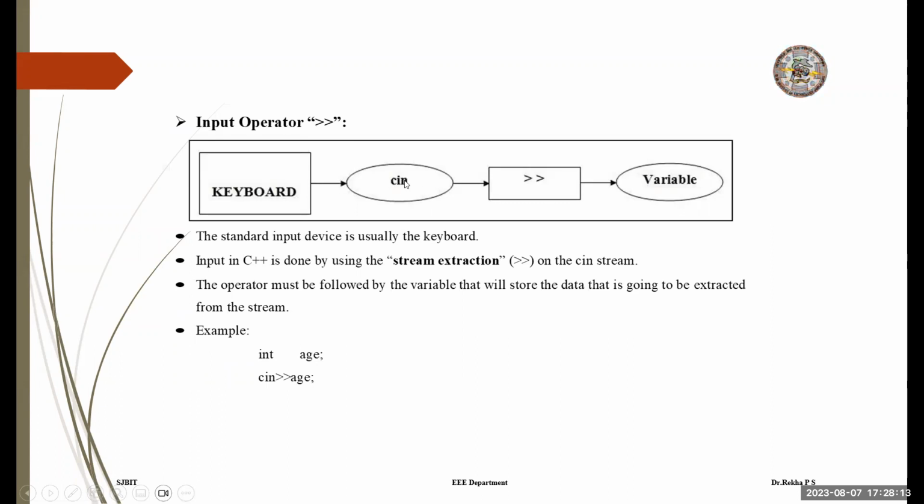The operator must be followed by the variable that will store the data that is going to be extracted from the stream. For example, cin >> age. Age is a variable of type integer. You are reading this through the cin object, using the input operator. This is how it will be read.